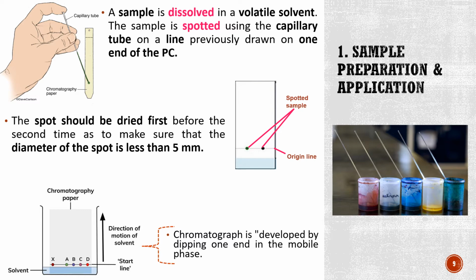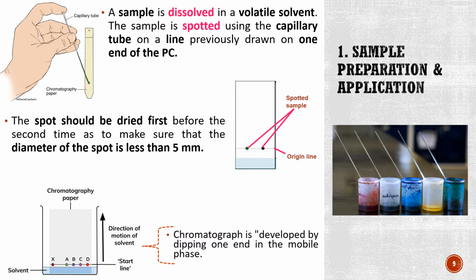On the line previously drawn on the end of the PC. So you need to draw a line with a pencil, because pencil contains carbon. It will not react, it is not involved in the reaction, because carbon is also an organic component, right? So the spot should be dried first, and then before the second time, make sure that the diameter of the spot is less than 5 mm.